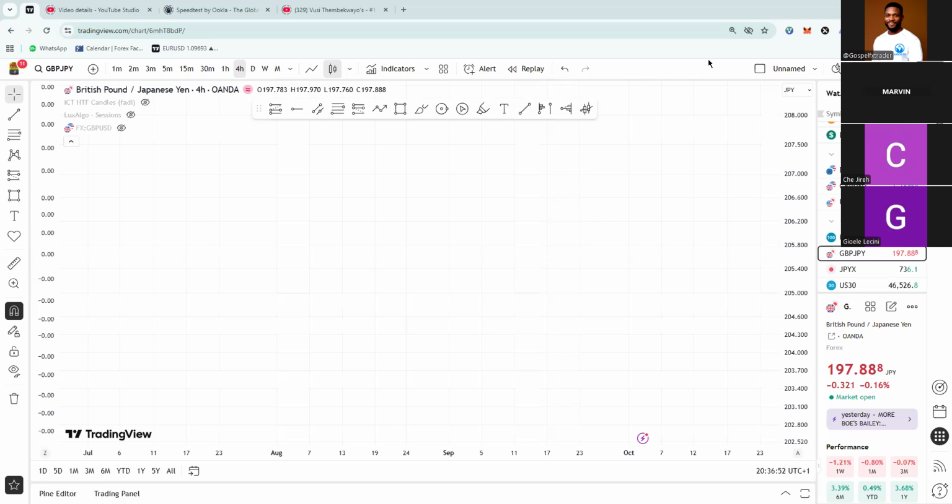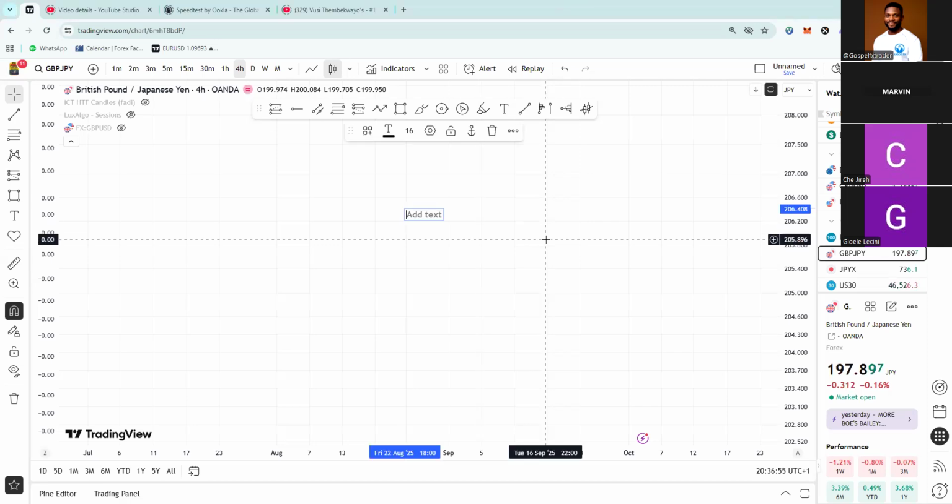Today we're going to be talking about support and resistance. I think that was our phase two. That was the topic we're starting phase two with. So we are starting with support and resistance. Let me just put that.